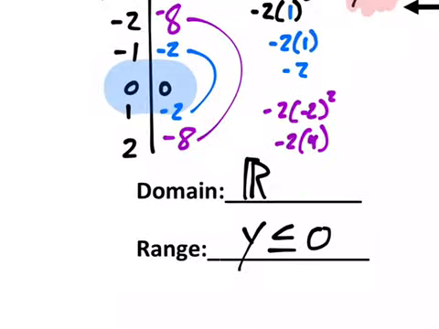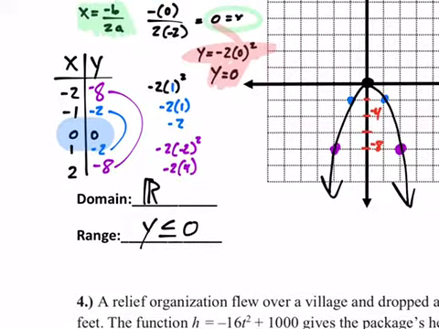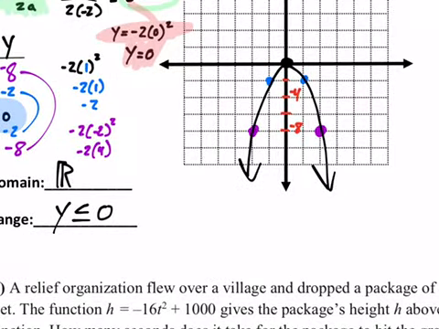Domain is always all real numbers, but that's asking about what's all the possible x values this graph will ever touch. Well, this thing will continue to branch out to the left and to the right forever and ever.